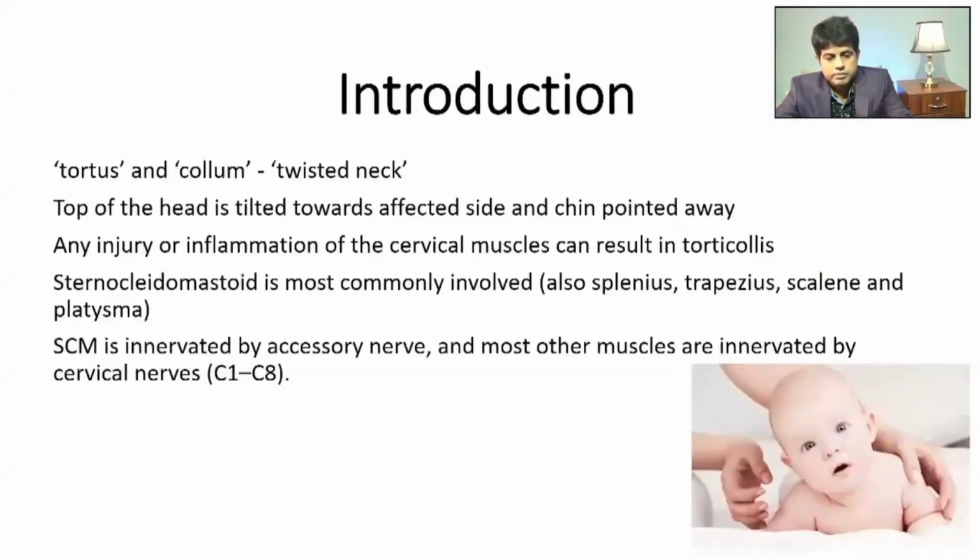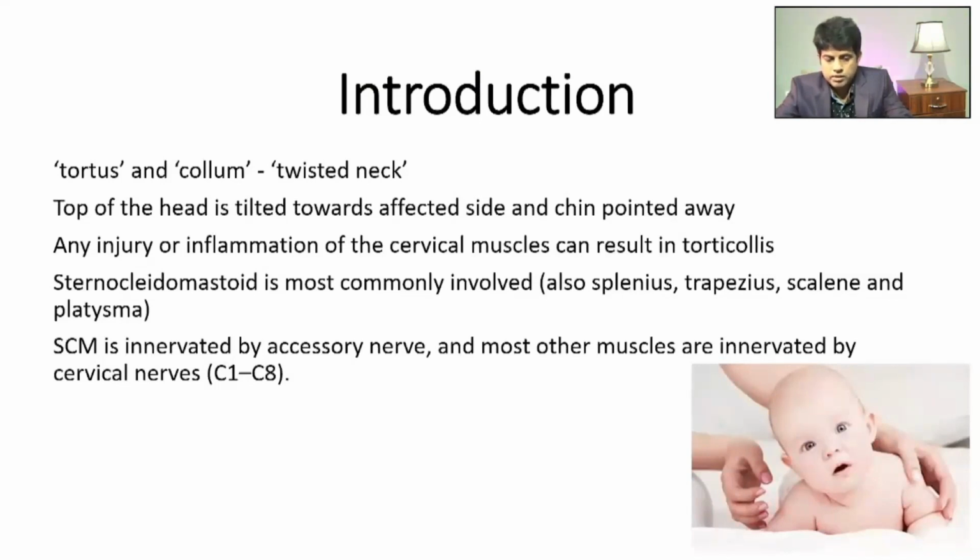So torticollis is made from the words tortus and collum, which are from the Latin, and that essentially refers to a twisted neck. In this condition, the top of the head is tilted towards the affected side and the chin is pointed away from that side. There are numerous causes of torticollis in a child, and importantly, any injury or inflammation of the cervical muscles on one side of the neck can result in torticollis.